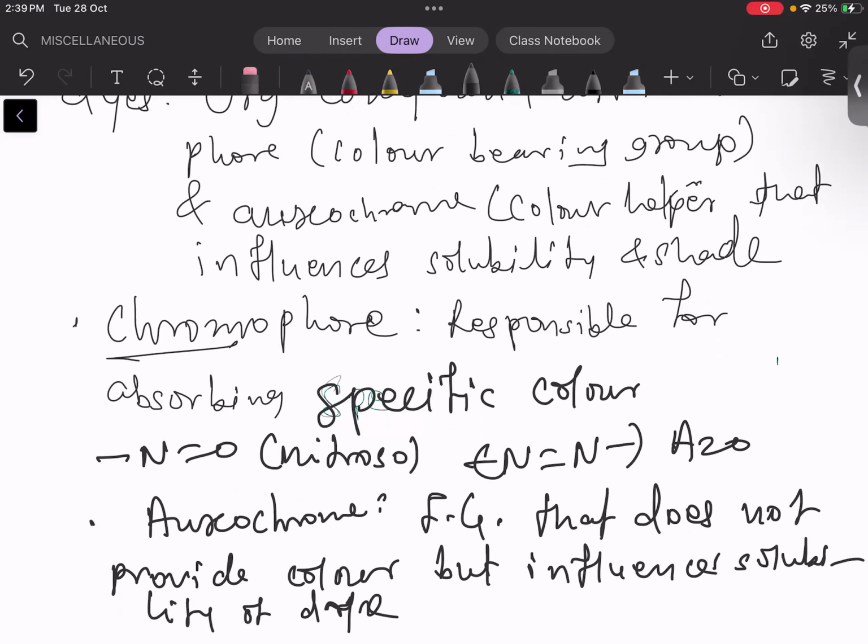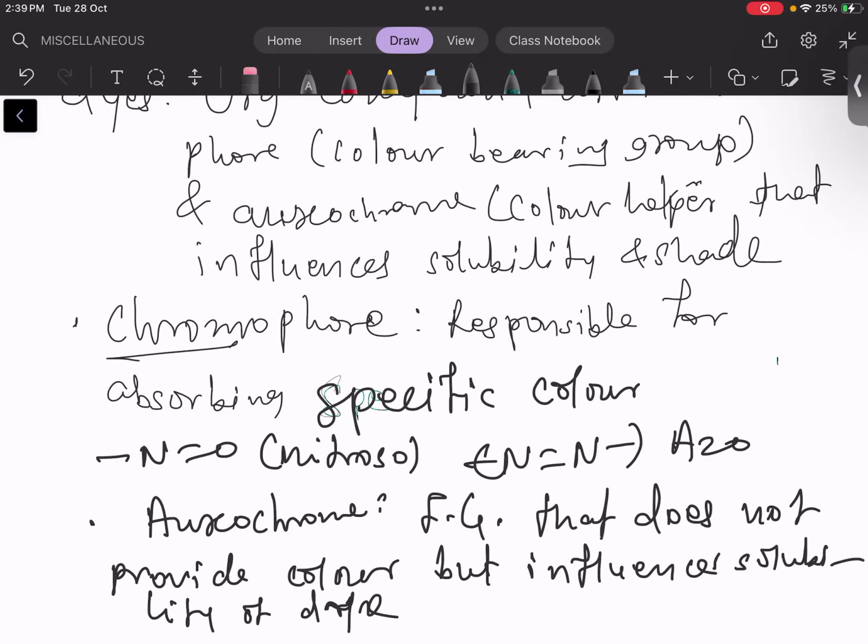Now, there is a classification of dyes: reactive dyes, acid dyes, vat dyes, direct dyes, disperse dyes. Reactive dyes form a permanent chemical bond. Acid dyes are used for protein fibers like wool, silk, etc. Vat dyes are insoluble, so they must be converted into soluble form. Direct dyes are applied directly to the fiber in aqueous solution. Disperse dyes are used for hydrophobic fibers like polyester and acetate.